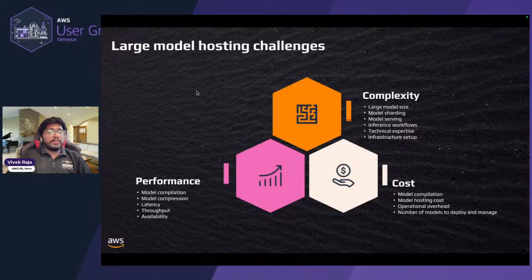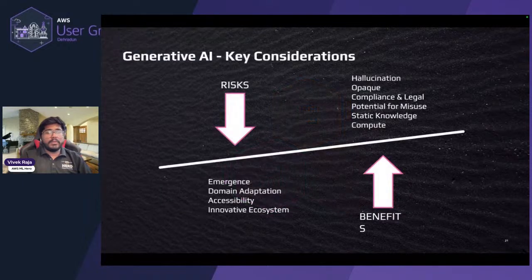Cool. Now, whenever we talk about something, we have the pros and cons for that, right? The pros are that it can adapt to any domain, it has huge accessibility, and it has a huge innovative system. But what are the risks of it?